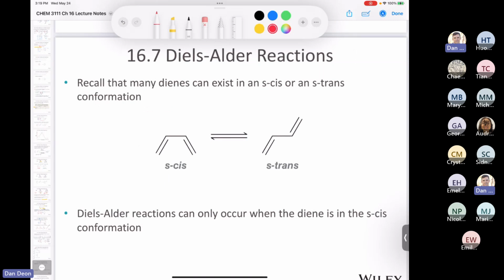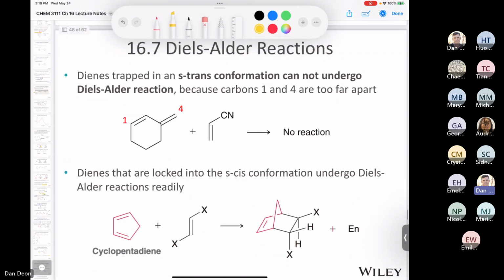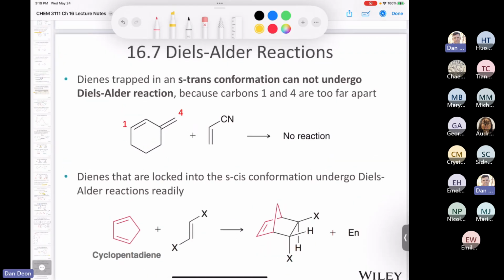So we looked at the fact that a diene can exist in the S-cis and the S-trans conformation. If you remember, this one was more stable, right? Well, it turns out that Diels-Alder reactions can only occur when the diene is in the S-cis conformation. So it's got to be S-cis in order for a Diels-Alder to occur. And check this out. If you have a diene that's locked in a trans conformation like this, it won't react at all. Okay, you get nothing happening.